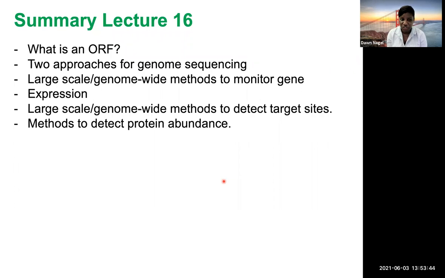The large scale method, genome-wide methods to detect target sites, right? ChIP-seq versus ChIP-chip. And also the method to detect protein abundance, which is Western blot. Knowing the difference between, again, large scale versus small scale methods is good, because you could imagine you would need to compare and contrast something like that. That is where I want to stop.